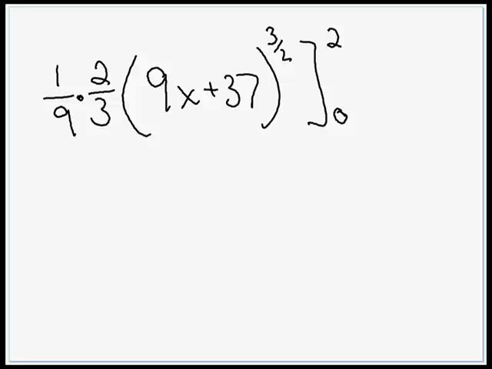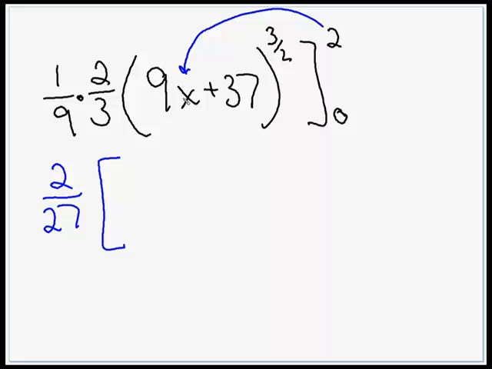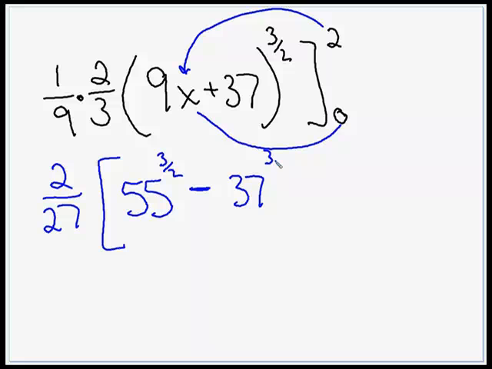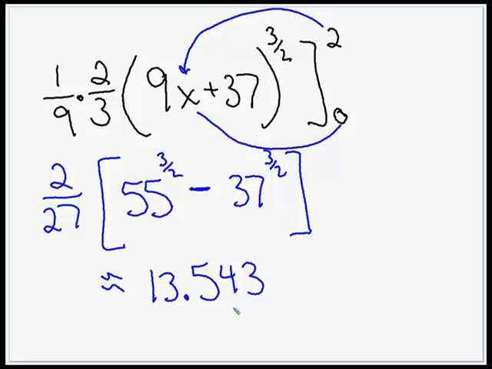So let's see. 1/9 times 2/3 is 2/27. Plug in the upper limit. 9 times 2 is 18, plus 37 is 55 to the 3/2 power, minus, plug in the lower limit. 9 times 0 is 0, so we get plus 37 is 37 to the 3/2 power. And you plug that into the calculator, you're going to get about 13.543. And that's length. We were finding arc length.